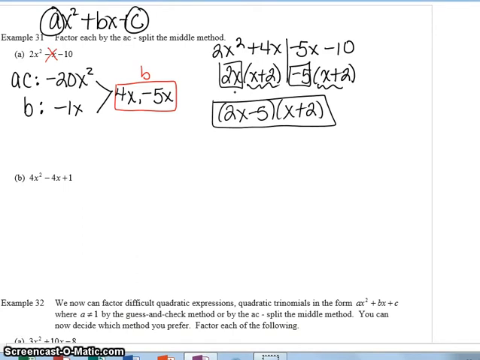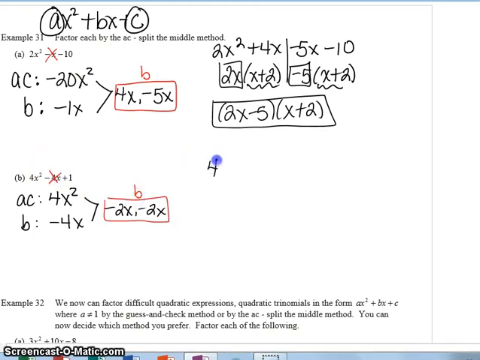Okay, so part B. Again, a times c would be 4x squared. The b is negative 4x. So you have to think of two numbers that multiply to give you that 4 but would add to negative 4. It's going to be negative 2 and negative 2. Negative 2 times negative 2 would be positive 4x squared, but then when you add them, you're going to get negative 4x. All right, so again, those two terms replace this b in the middle.